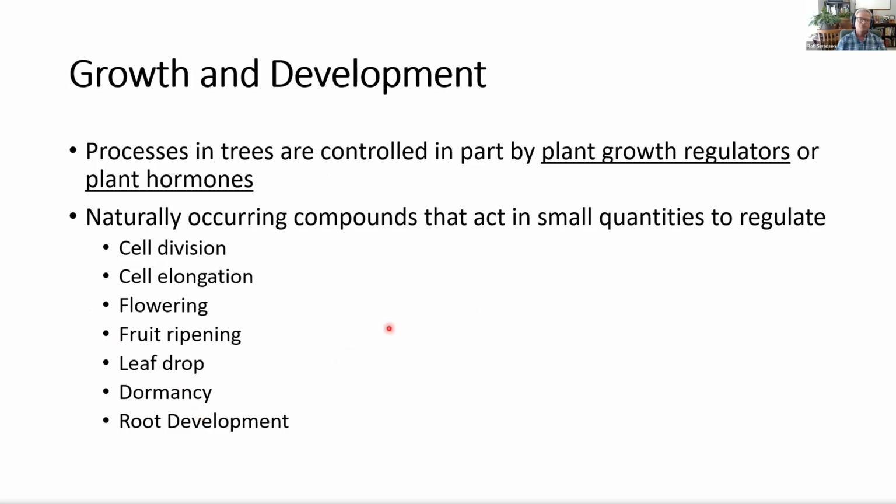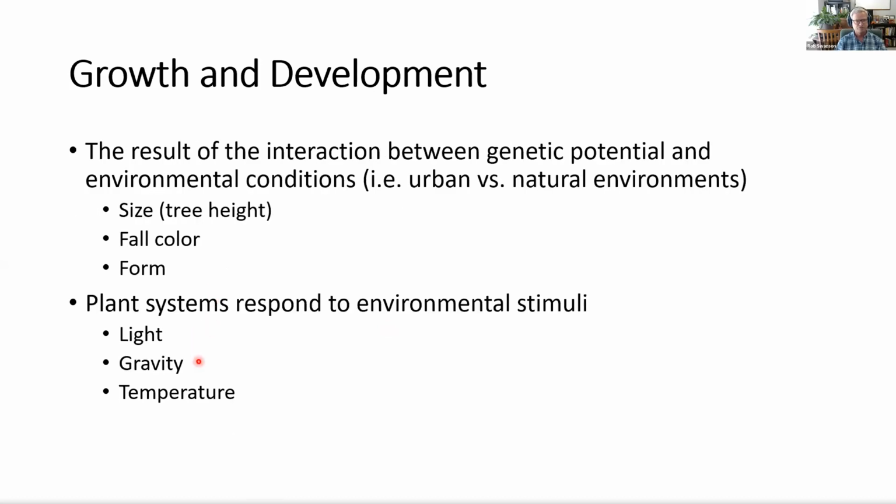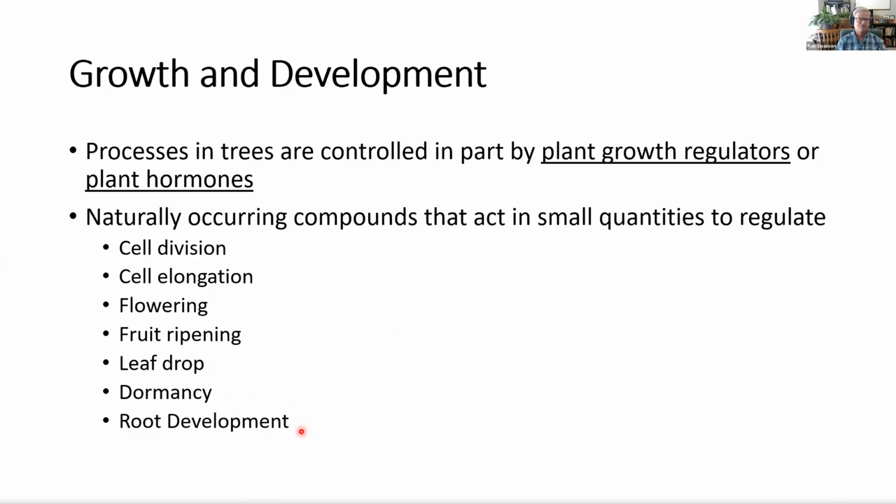The processes in trees are controlled in part by plant growth regulators or plant hormones. These are naturally occurring compounds that act in very, very small amounts to regulate things like cell division, elongation, flowering, fruit ripening, leaf drop, dormancy, root development. These are the things that trigger the tree. They don't have a brain, so they have all this chemical stuff floating around that tells things to turn on and turn off as a response to the stimuli of light, gravity, temperature, wind, that sort of thing.